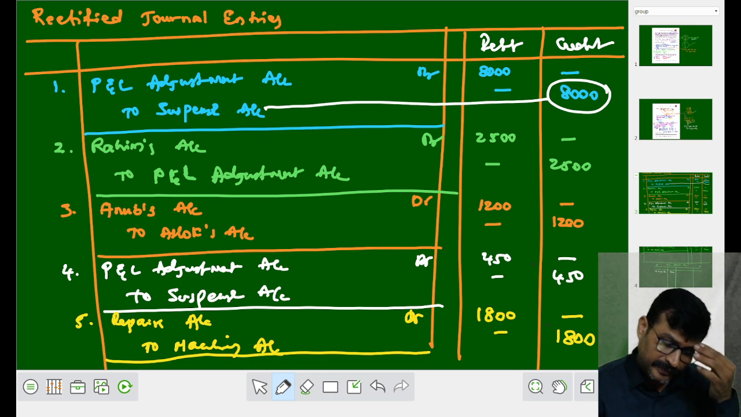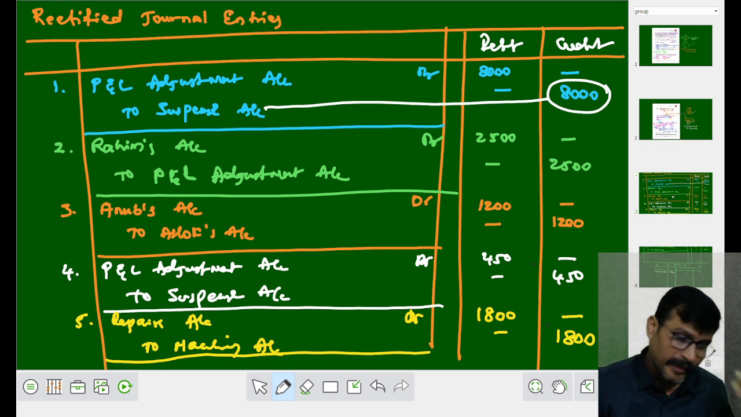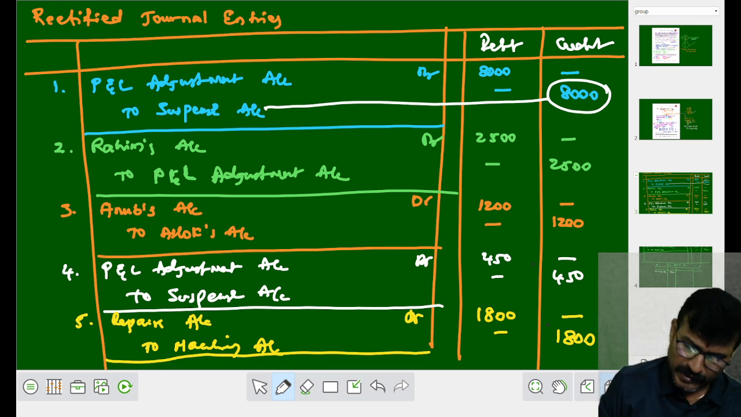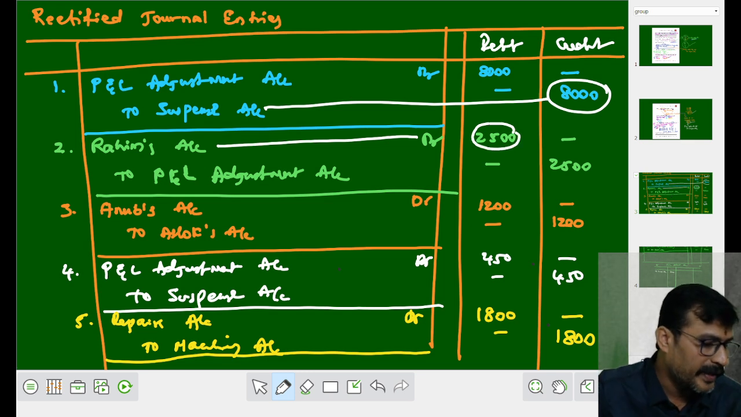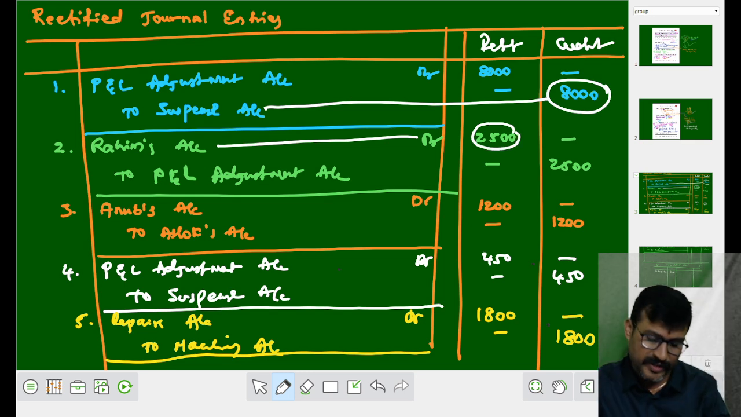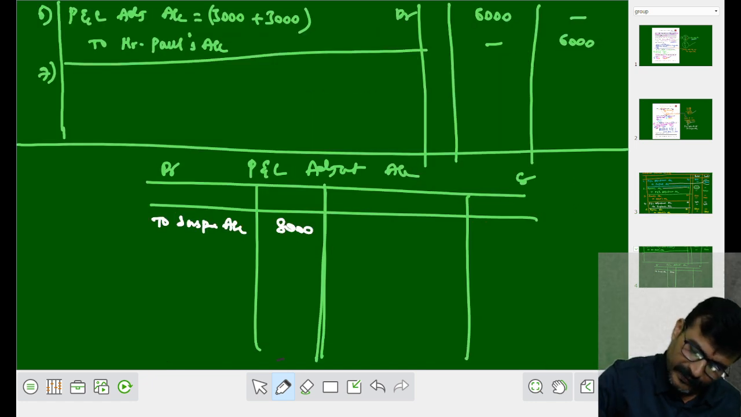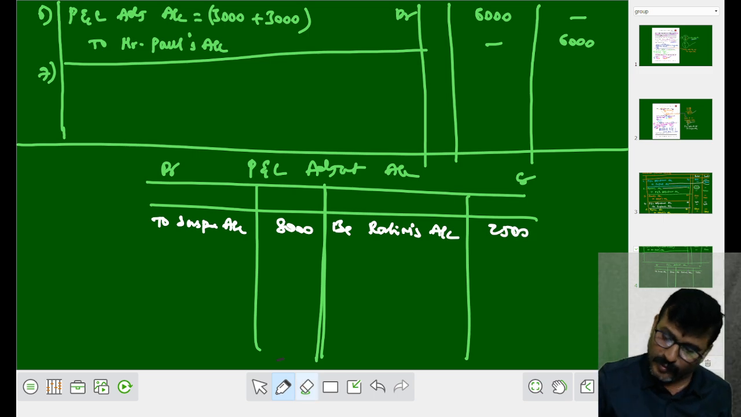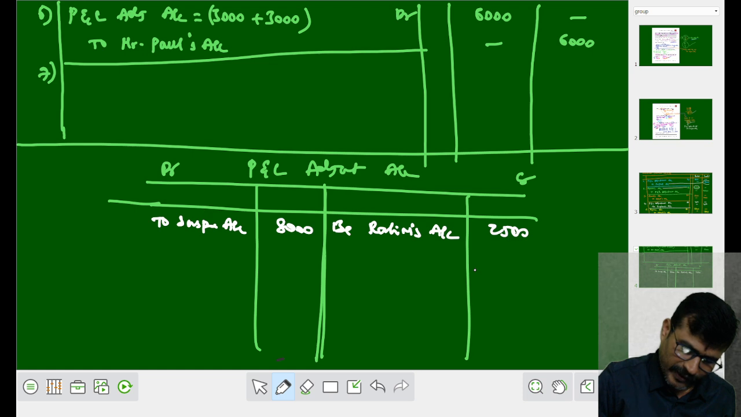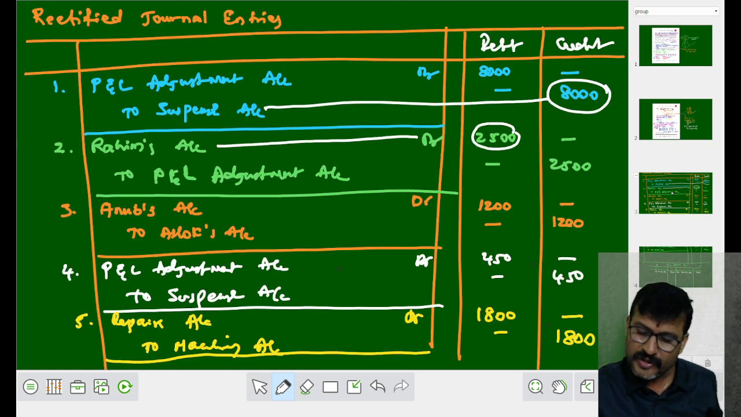Second entry, Rahim's account debit to P and L adjustment. Now Rahim is in what place of journal? He is in the debit place of journal. So it goes to where? He goes to the credit side of the ledger. Shall we write on the credit side? What to write? By Rahim's account, I think it is an amount of rupees 2500. Fine.